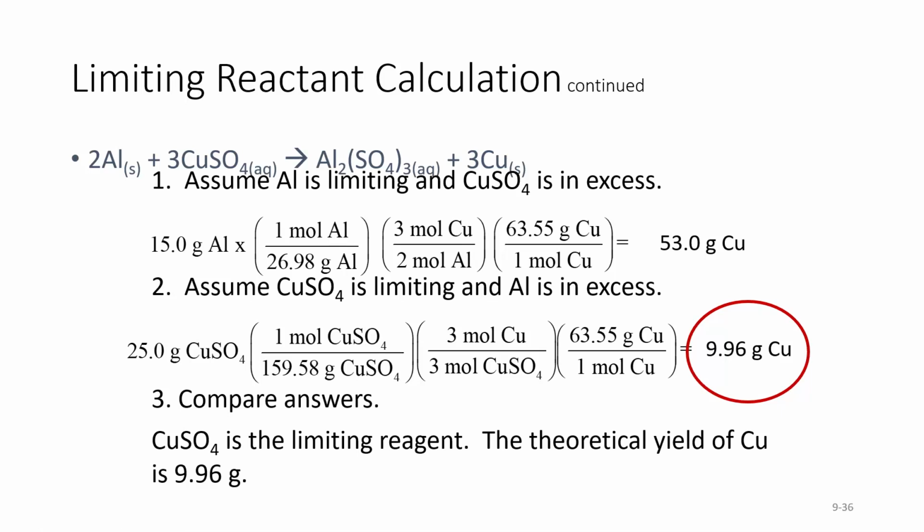So copper 2 sulfate is the limiting reagent or limiting reactant. Reagent and reactant can be used interchangeably. The theoretical yield, or the possible total amount that we could produce of copper, is 9.96 grams. So this is our limiting reactant, which produced our theoretical yield of 9.96. On the test, you're going to be asked, what is the limiting reactant? What is the theoretical yield?